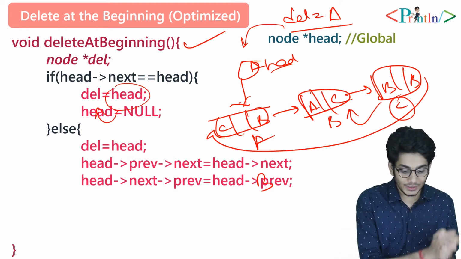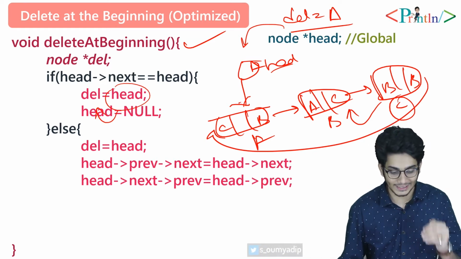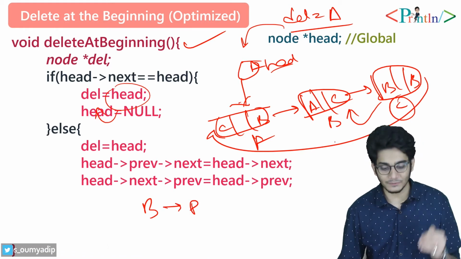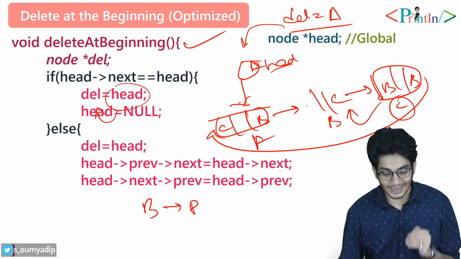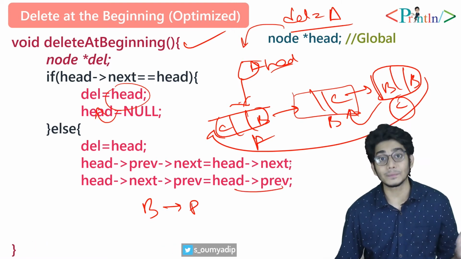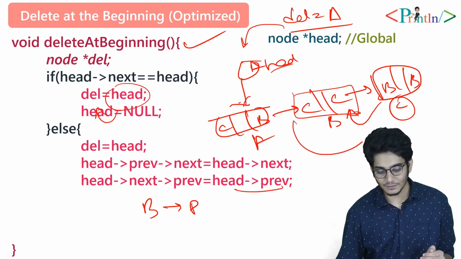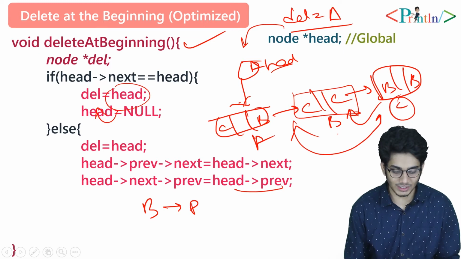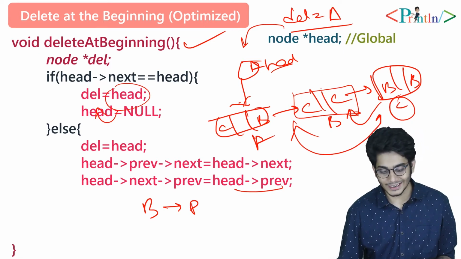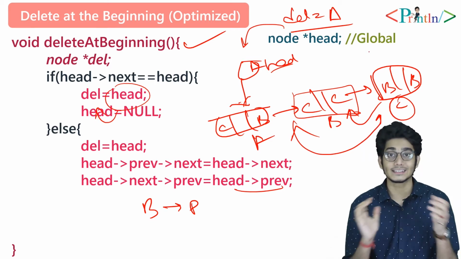Now we'll put head next prev equals head prev. What is head next? Head next is B. What does B prev contain? B prev contains A. So we'll put head prev over there. What is the value of head prev? That is C. So we'll put C over here. It means we have successfully discarded the connection between the head node and the last node. Now our last node is pointing to the second node and our second node is pointing to the last node. This is how we can discard the connections.